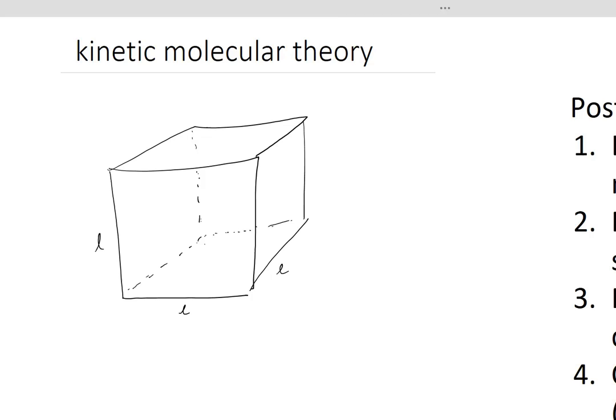And you can even consider that the area of a side of this box, A, is just L squared. And the volume of the whole box is L cubed. So this makes it easier. It's actually a little easier to deal with than a sphere. We have flat surfaces. Inside this box, we have a gas.